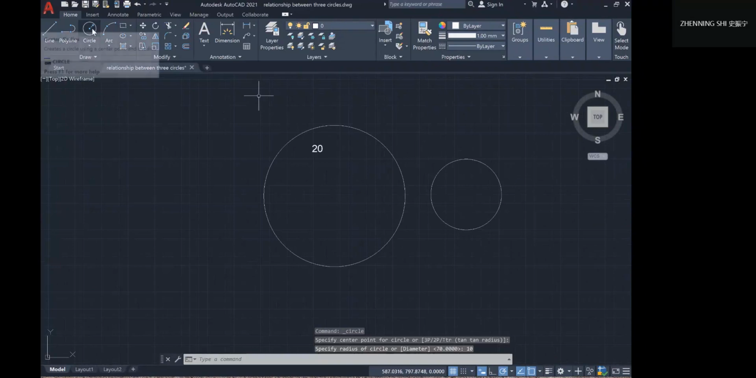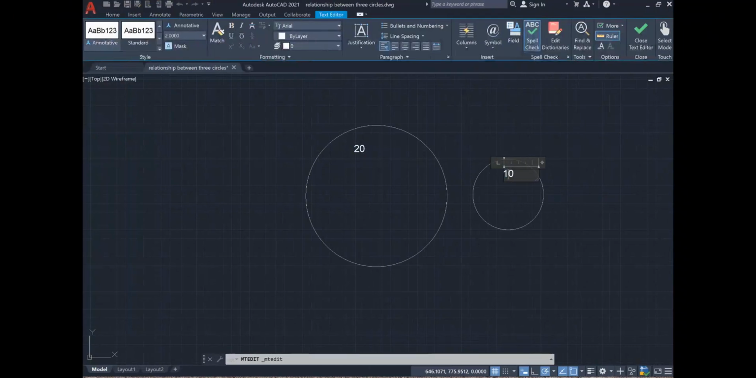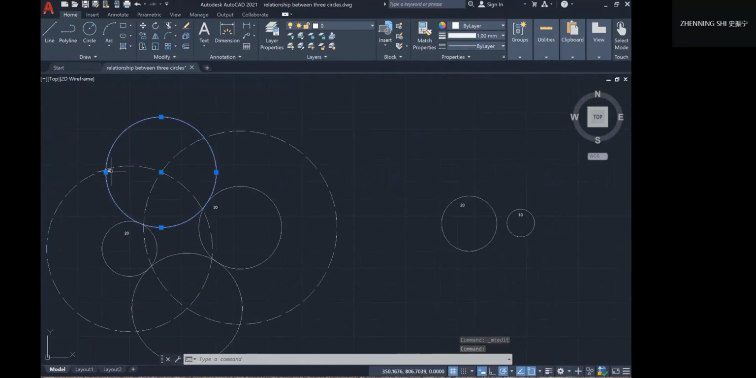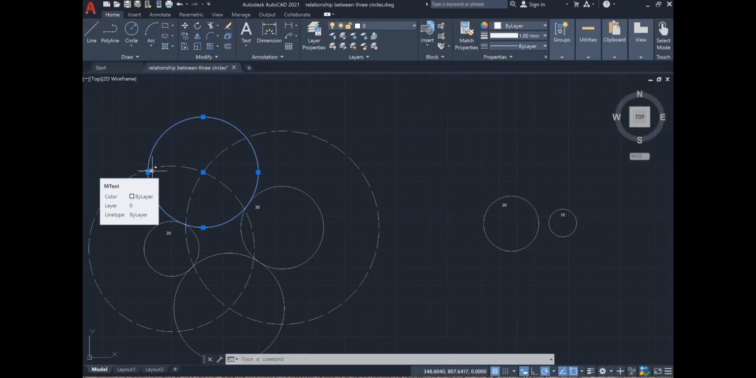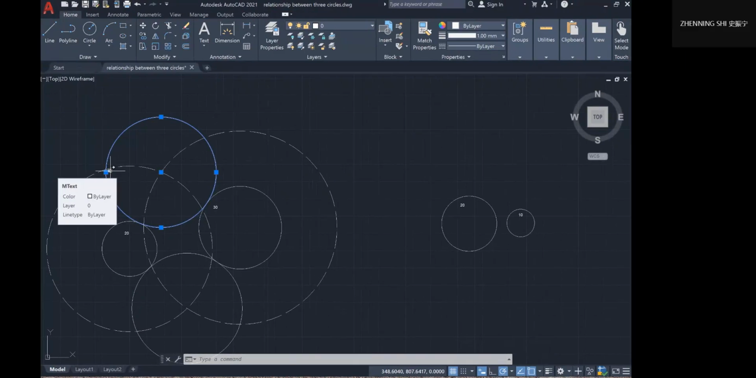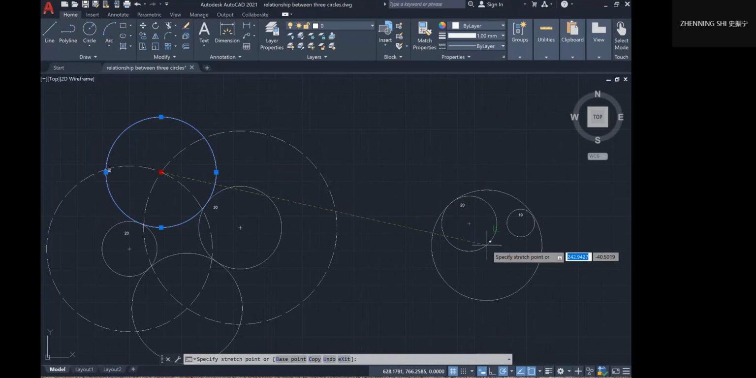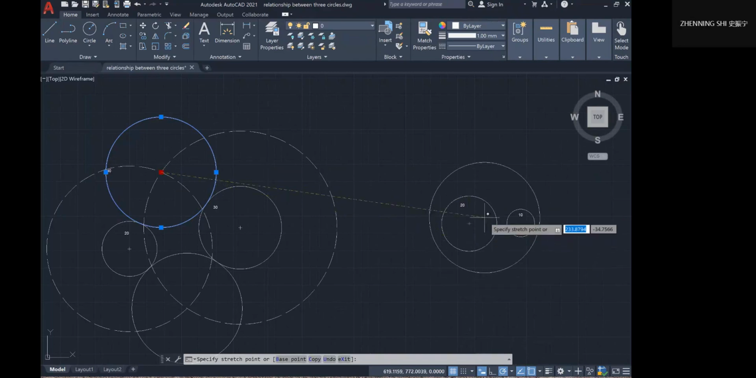Okay, it's 10. And also I have the third one. The radius is 40, and I want to find a place that is inscribed with these two given circles.